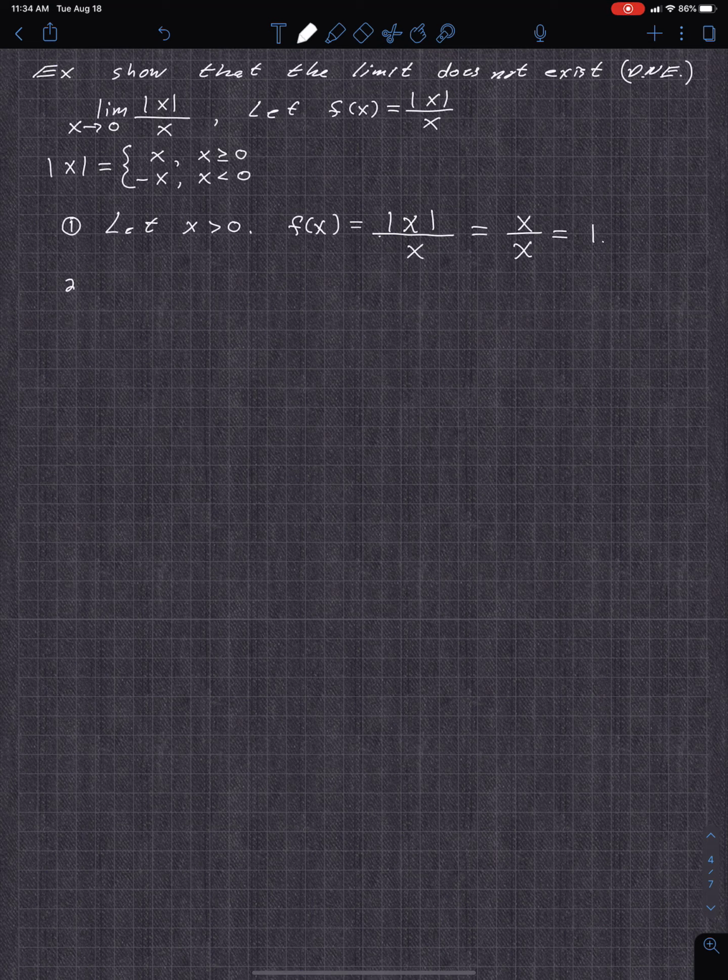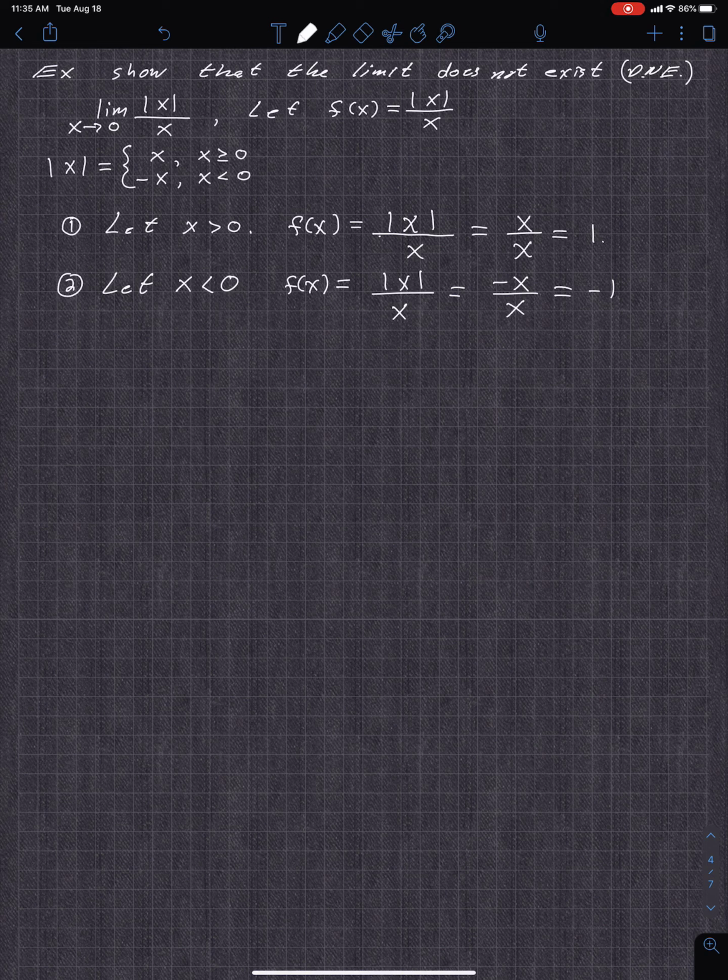Now, 2, let x be strictly less than 0. Do you already see right here we can't have x be 0, or you divide by 0? So that's already, right, we're actually approaching 0, so we want to see what happens. So then you'd have f of x equal to absolute value of x over x. But by the definition, if you are less than 0, then you're negative x. So this is negative x over x, which is negative 1.